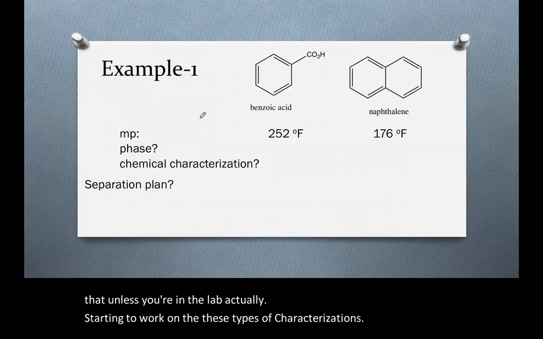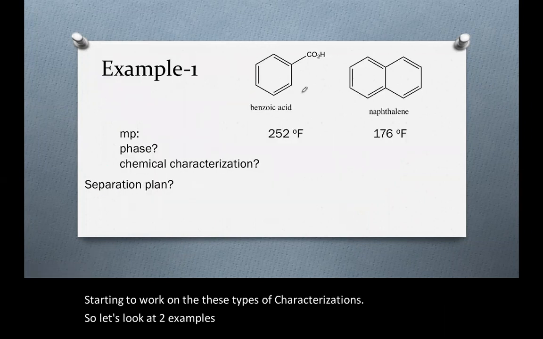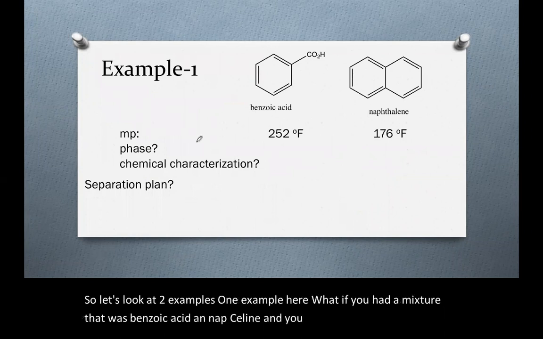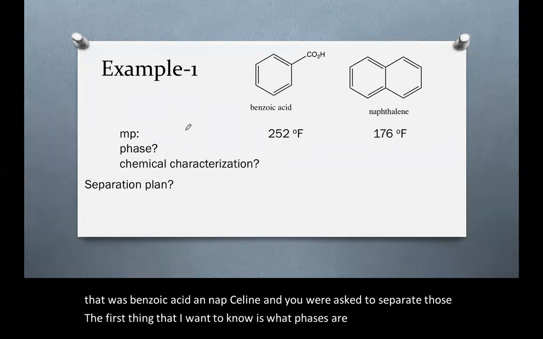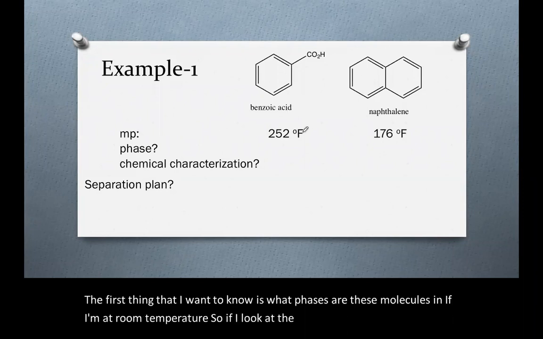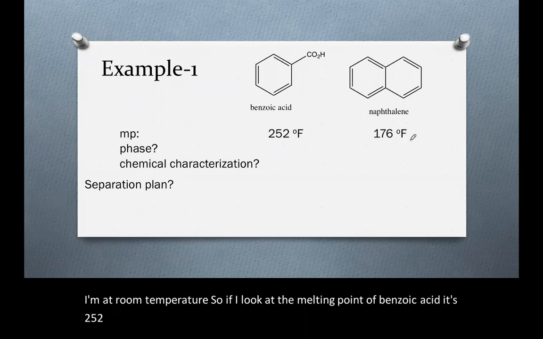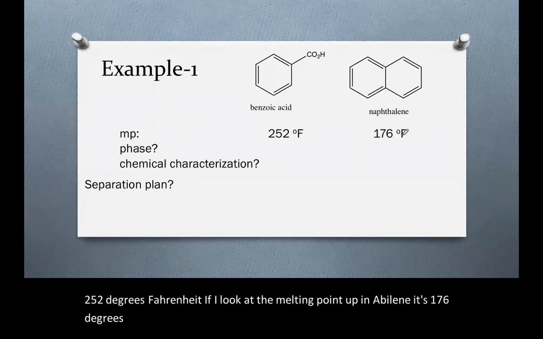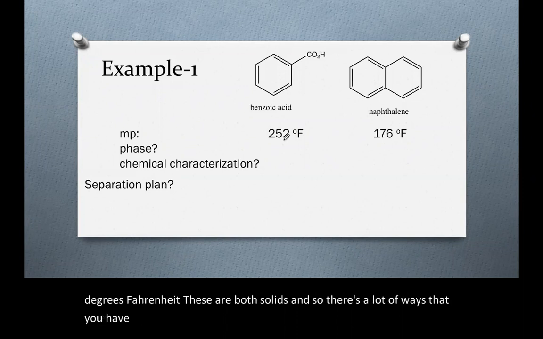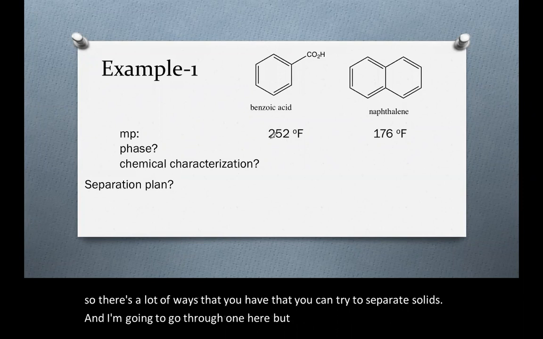So let's look at two examples. One example here, what if you had a mixture that was benzoic acid and naphthalene and you were asked to separate those? Well, the first thing that I'd want to know is what phases are these molecules in if I'm at room temperature. So if I look at the melting point of benzoic acid, it's 252 degrees Fahrenheit. If I look at the melting point of naphthalene, it's 176 degrees Fahrenheit. These are both solids. And so there's a lot of ways that you can try to separate solids. And I'm going to go through one here, but you can think of more on your own.